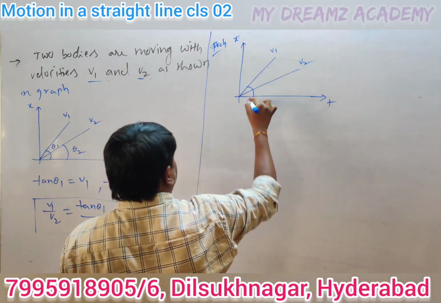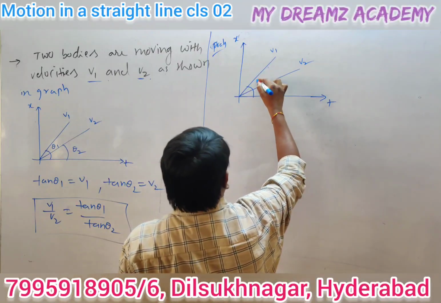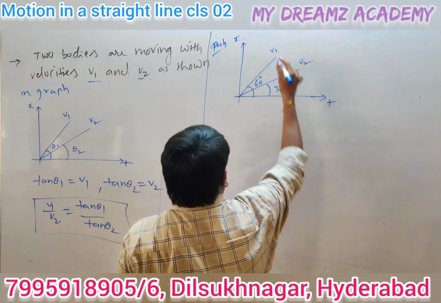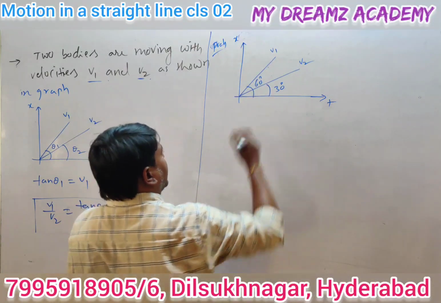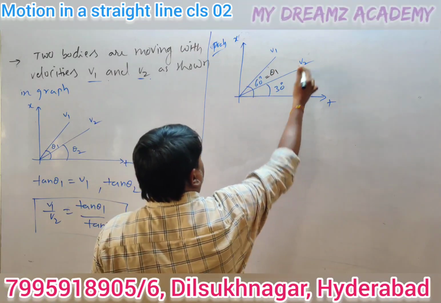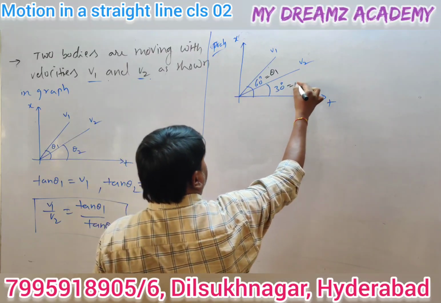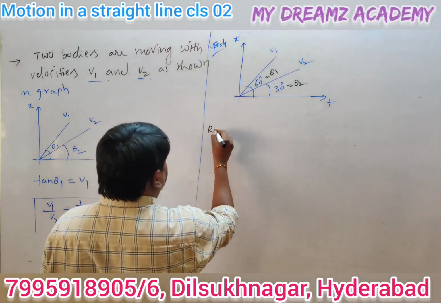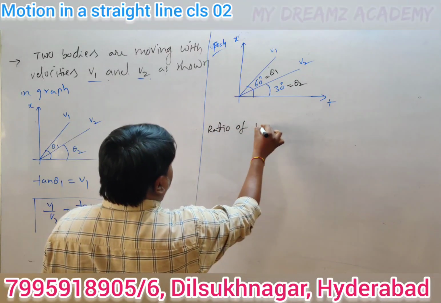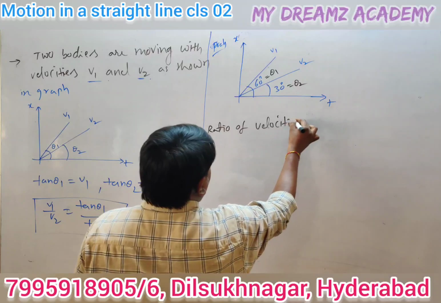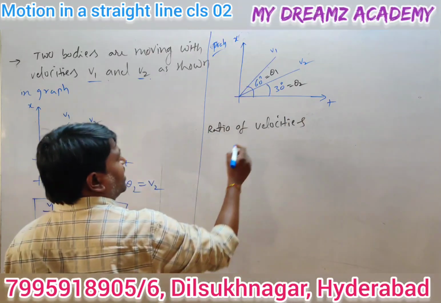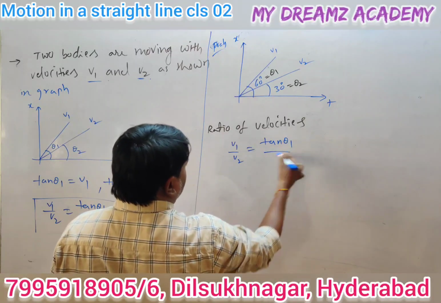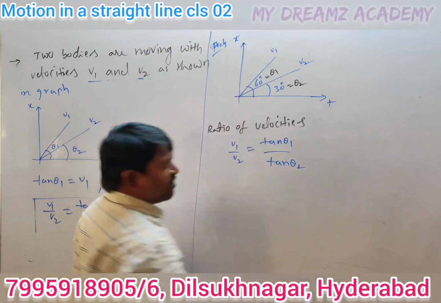The angle made by the first body is 60 degrees, and this one makes an angle of, suppose, 30 degrees. For velocity v1, this angle is considered theta 1, and for velocity v2, the equivalent angle is considered theta 2. So what is the ratio of velocities? We can find the ratio of velocities of the two bodies like this: v1 by v2 equals tan theta 1 by tan theta 2.